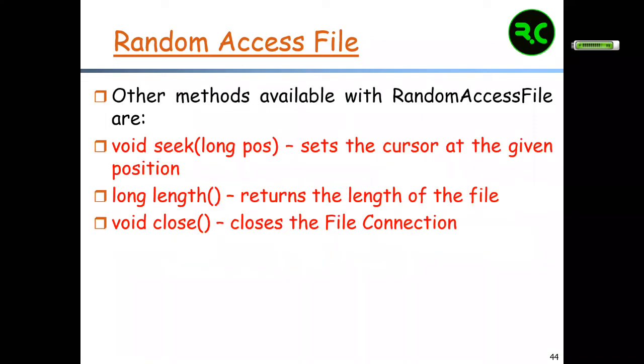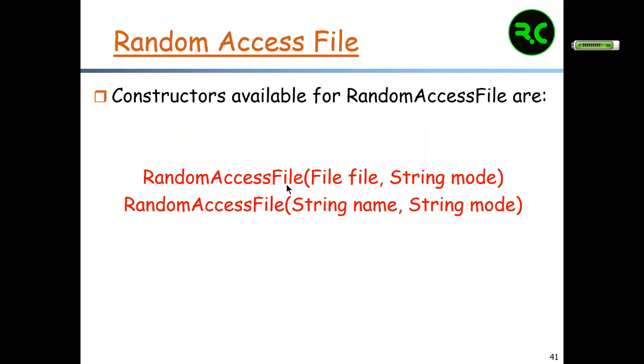And there are three other methods we have with the RandomAccessFile. One is seek, the second one is length, and the third one is close. The seek is going to take a parameter called position, which is going to set the cursor at the given position in the file. The length is going to return the length of the file, and the close is going to close the file connection we have opened with any of the constructors of RandomAccessFile.